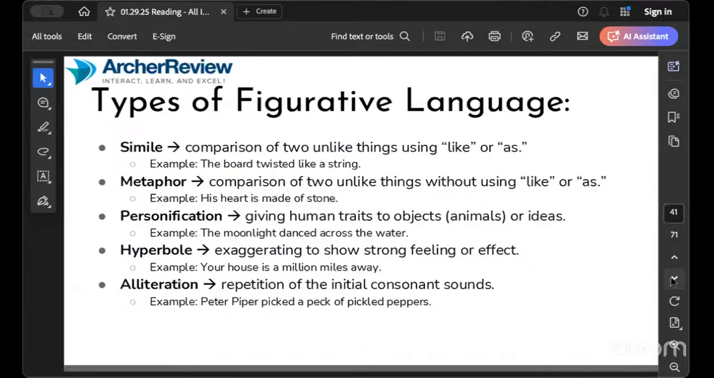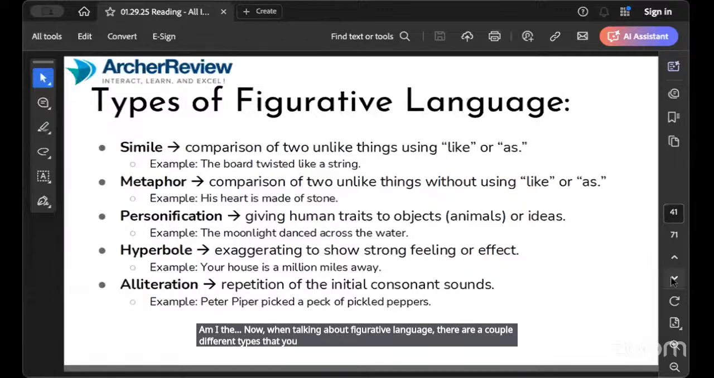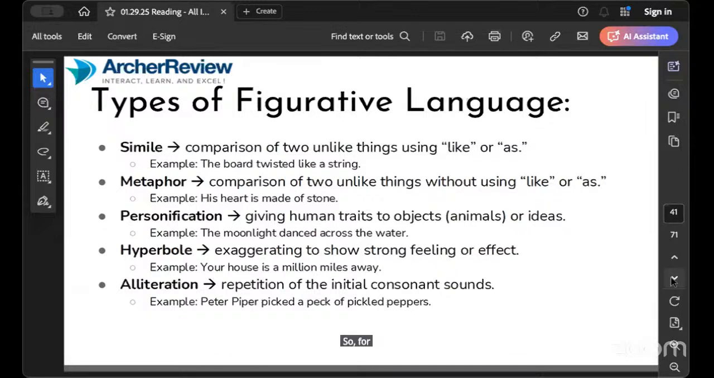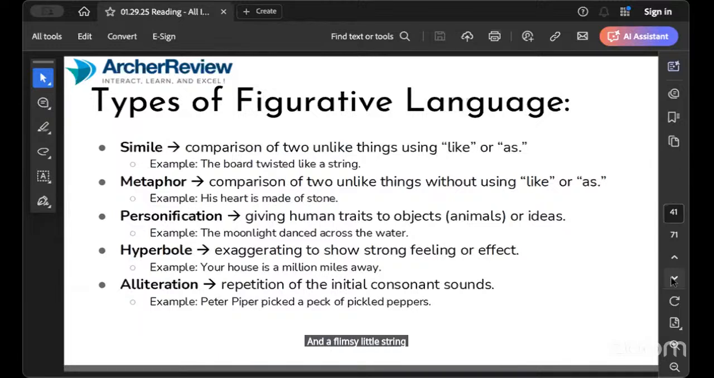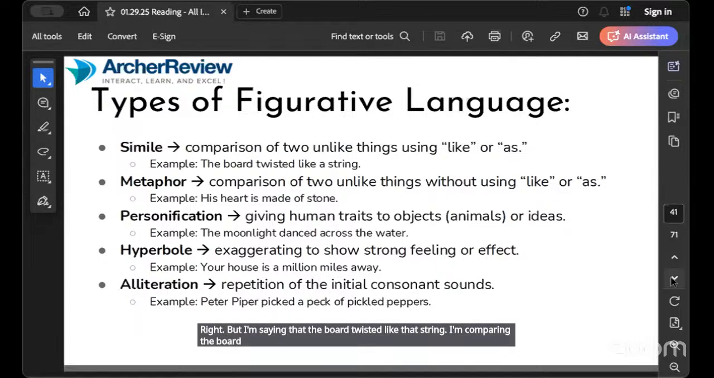Now, when talking about figurative language, there are a couple different types that you're going to see come up more often than others. And those are simile. This is when you have a comparison. You're comparing two things that are typically not alike, and you're going to use the words like or as when making that comparison. So, for example, if I say the board twisted like a string, I'm talking about a hard piece of wood, a board, and a flimsy little string. Well, those two things are not the same, right? But I'm saying that the board twisted like that string. I'm comparing the board to a string.